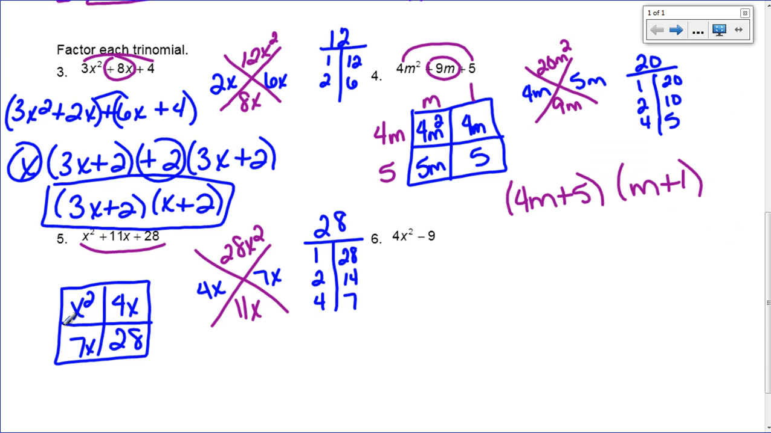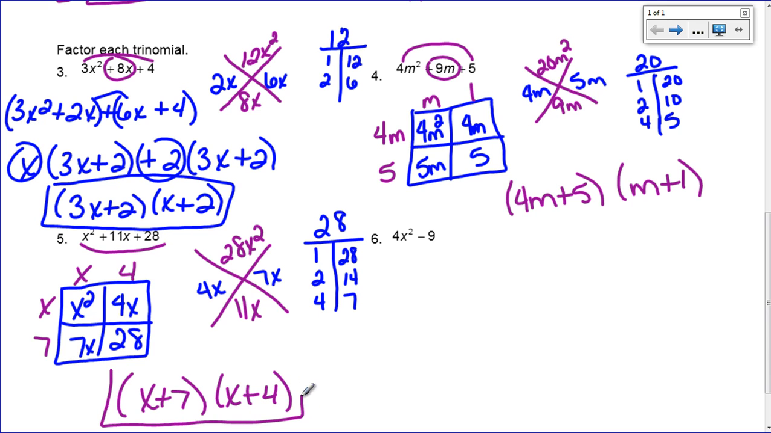So for x squared and 4x, the only thing they have in common is an x. For 7x and 28, their GCF is a 7. X squared and 7x, the only thing they have in common is an x. And for 4x and 28, it's a 4. And so my two factors are x plus 7 and x plus 4. And you have to write it this way because factors are the two things that multiply to equal this. So you got to write them as a multiplication problem, but that's it.